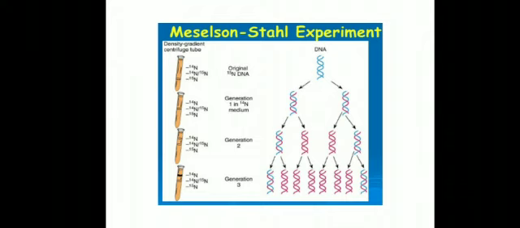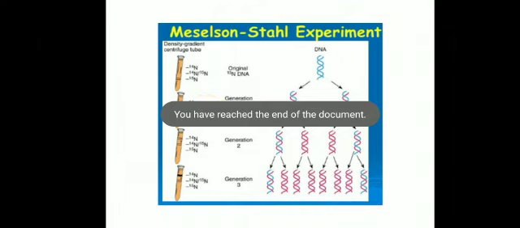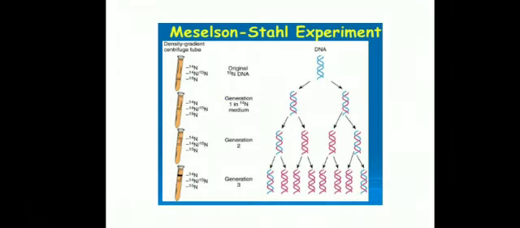After that, they transferred the E. coli into light nitrogen medium. Then they loaded the DNA of the E. coli from the light nitrogen medium on the gel. They found two separate bands, one heavy band and one medium band, like that. After 2 or 3 generations, they took the DNA from the light nitrogen medium and ran it on the gel. They found three bands: a heavy, a medium, and a light band.